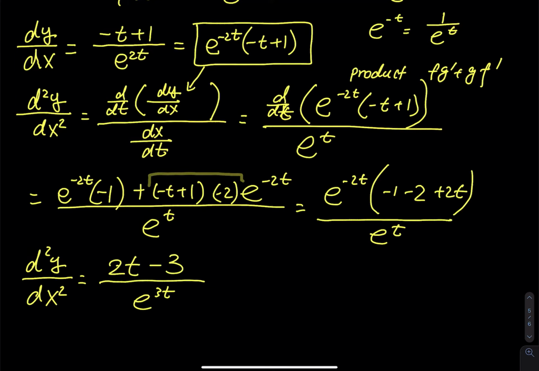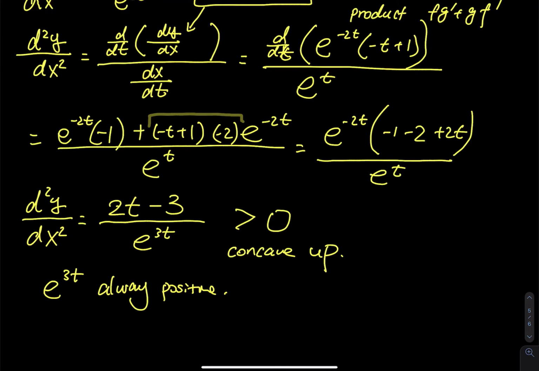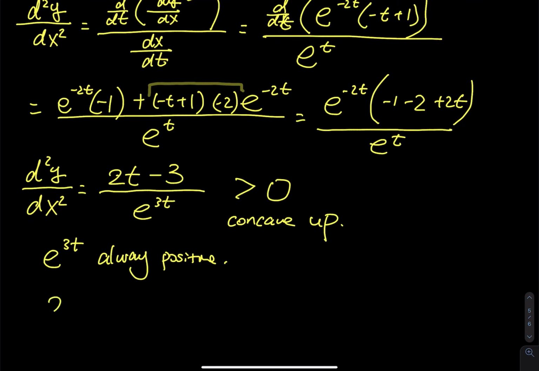So they want the parametric curve concave up, right? For concave up, the second derivative must be greater than 0. So in order to be concave up, what kind of t do I need to make this always positive? First of all, e to the 3t, what is this called? This is an exponential function, right? So exponential function is always positive, we don't need to consider that. The denominator is always positive, so forget it. That means in order to make this positive, the numerator must be positive.